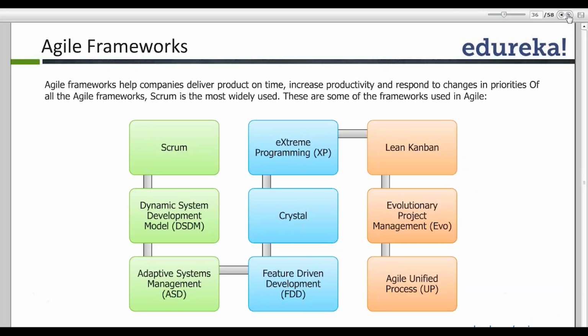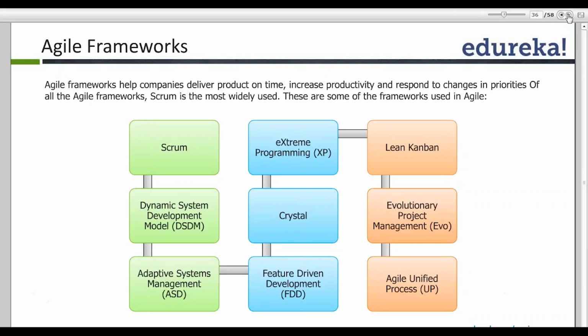Some of the important ones which are covered include Scrum, which is by far the most popular agile methodology worldwide, extreme programming or XP, lean Kanban, which is a combination of lean and Kanban. Then we have DSDM or dynamic system development model, Crystal, evolutionary project management or EVO, adaptive system development, which is ASD, feature driven development, the short form is FDD, and last but not the least we have agile unified process.